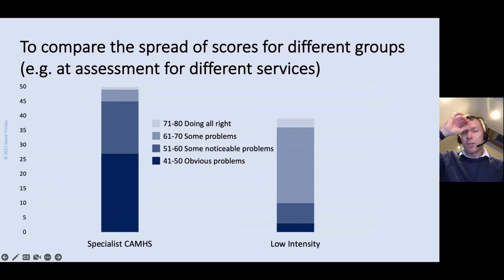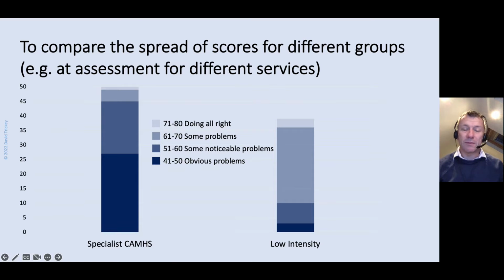Similarly, rather than just looking at the median, you could look at the spread of scores for different services, for example, at assessment for 2 different services. You may not have the same numbers. I've made these graphs to show the actual numbers rather than the percentages, but you could do it whichever is going to be most useful for your purposes. This is just fictitious data, but here you might have specialist CAMHS where a good chunk of them have obvious problems, and there's also a big chunk with some noticeable problems. Then there's a few that have some problems, and just 1 or 2 that, when you come to rate them at assessment, seem to be doing okay.